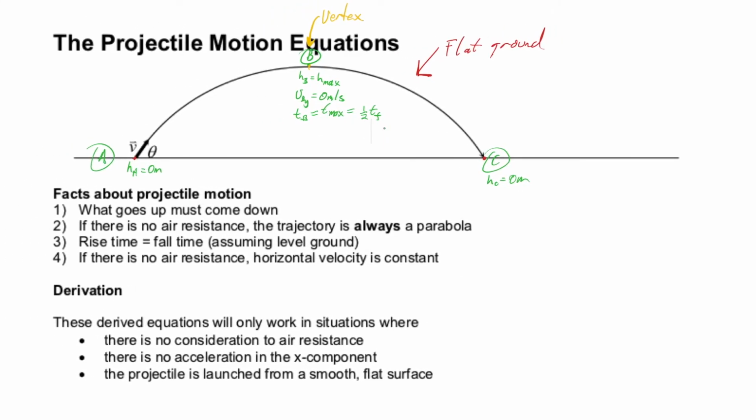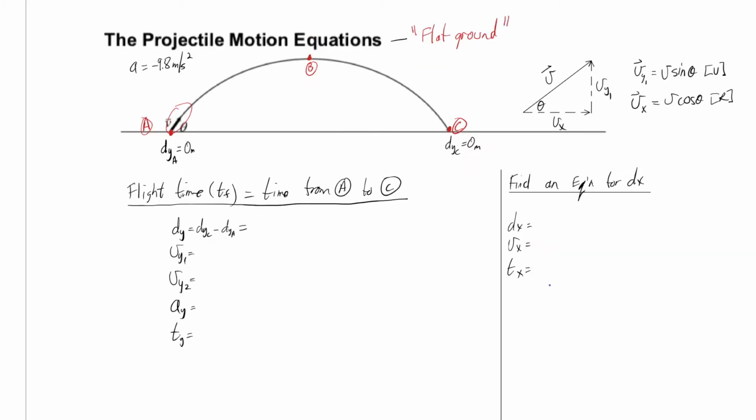So our goal is to do two things. We're going to try to find the flight time and the range in terms of our initial velocity v, theta, and little g. And remember, little g is the magnitude of the acceleration due to gravity. Okay, so let's take a look at this, and we're going to talk about it from the perspective of kinematics, of course. So again, there's our three positions A, B, and C.